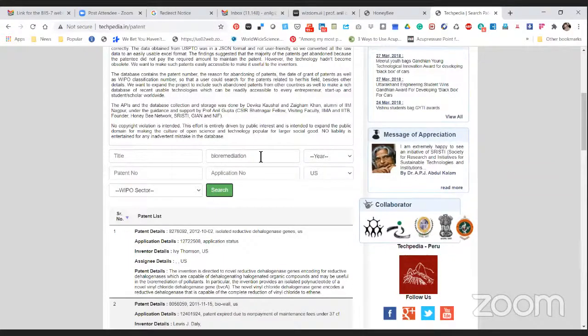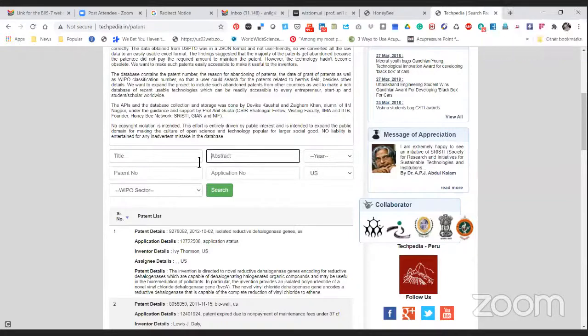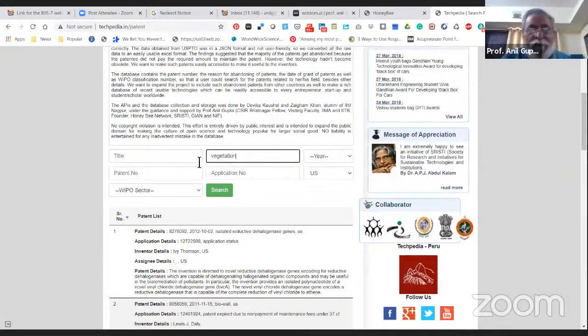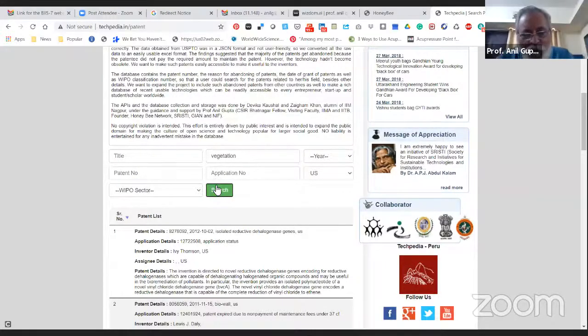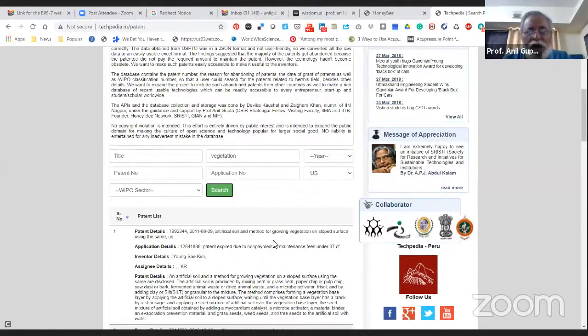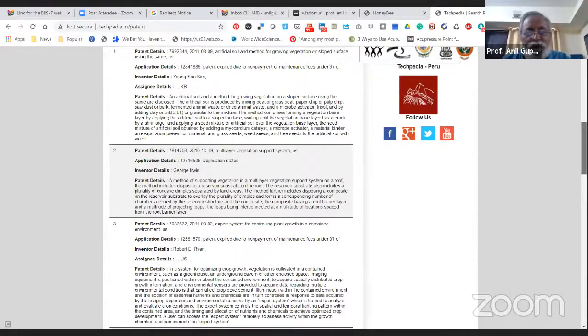Yes, anybody? Any other word you can think of in the same domain? Sir, vegetation. Yes, vegetation. Why not? Very good. Sir, flora. Flora, vegetation, fauna, if you want to look at birds. So, artificial soil and method for growing vegetation on sloped surface using the same. Yeah, these are again multi-layer vegetation support system.